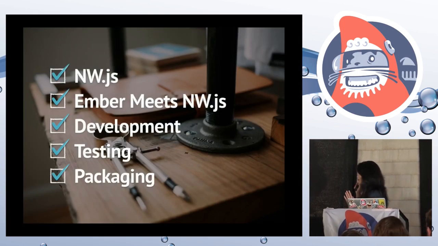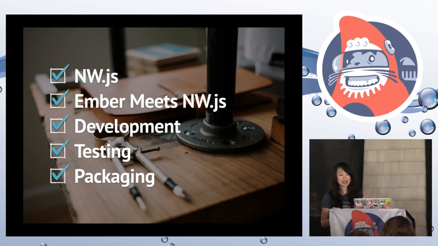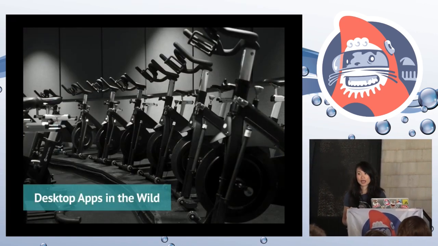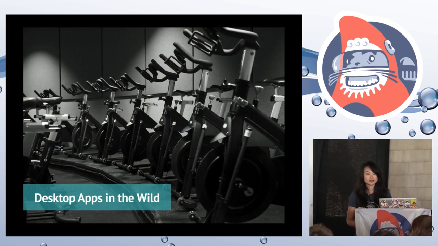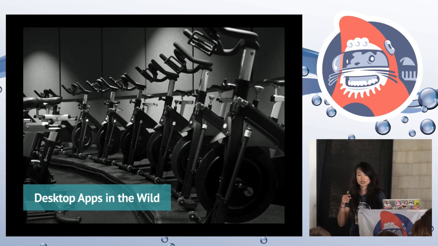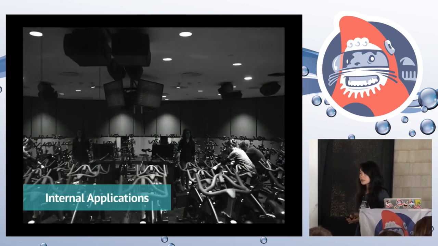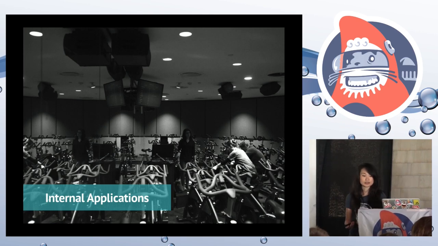So we covered a bunch of things today. However, I do want to wrap up the talk quickly by going over how all of this can be used in the wild. So we saw many examples earlier with the Atom Editor, the Popcorn Time, the Azure Explorer desktop app. It may be that some companies have a need for offline solutions or things that really don't need to be hosted anywhere. And at Dockyard, we built a desktop app for a fitness club that specializes in indoor cycling.